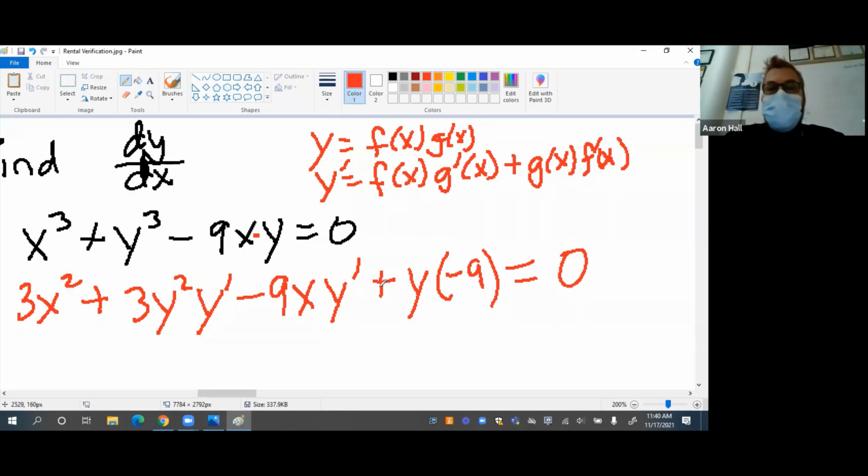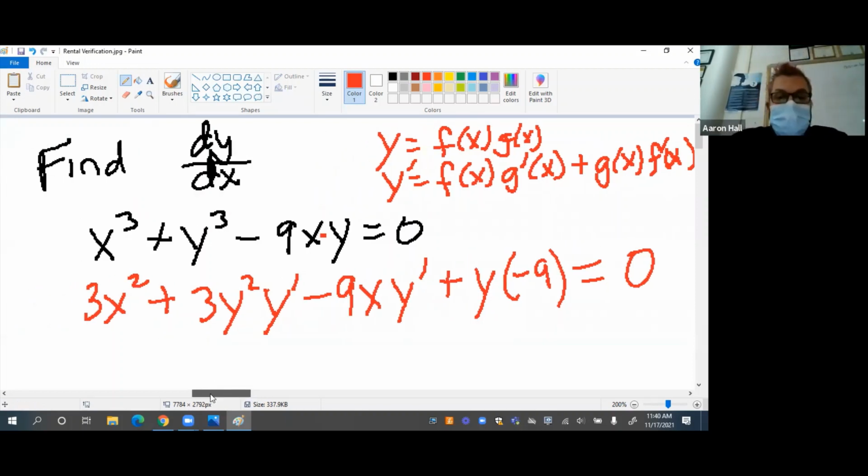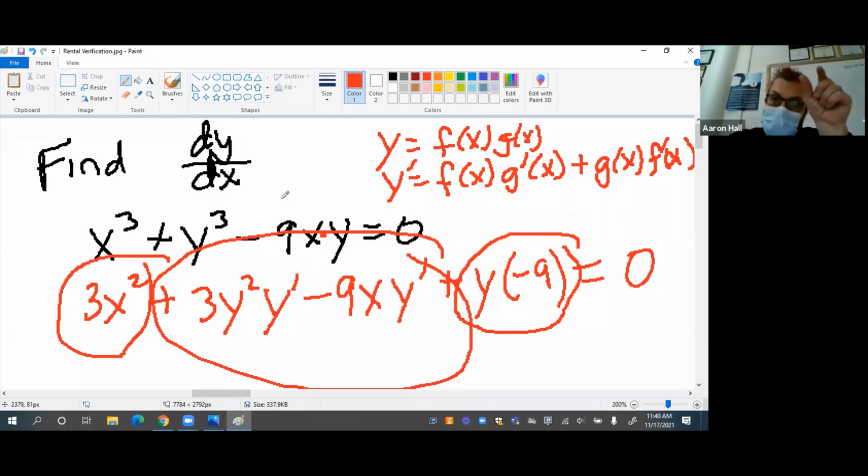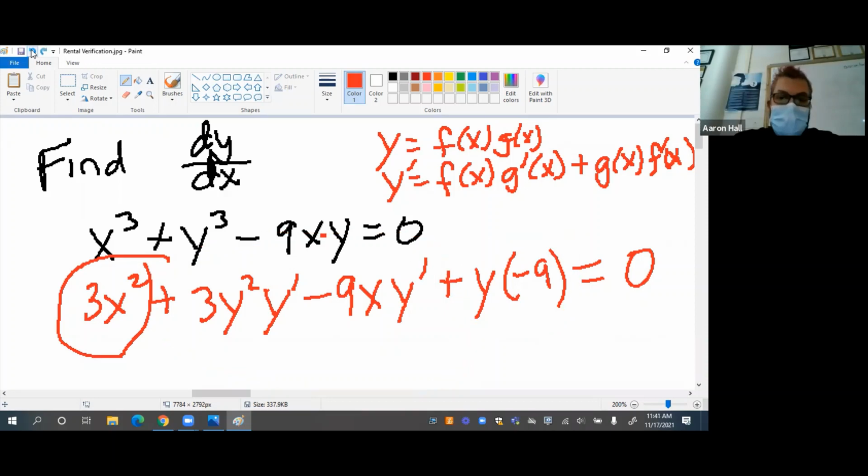How do I solve for y prime? So first you subtract 3x squared from both sides. And then you can subtract, could we do the same thing with this? Yes. Okay, so we're going to subtract both of those so that any terms with y prime are isolated on one side. That should be our first step.